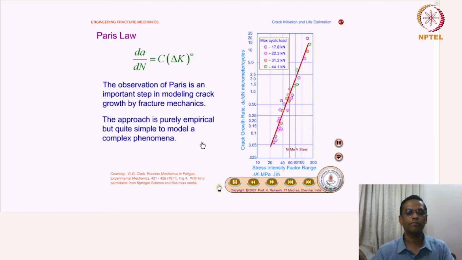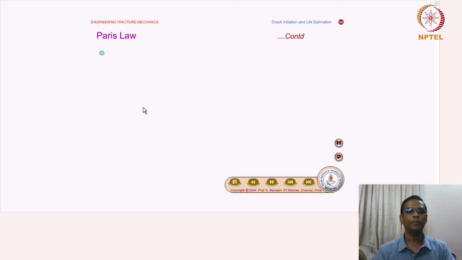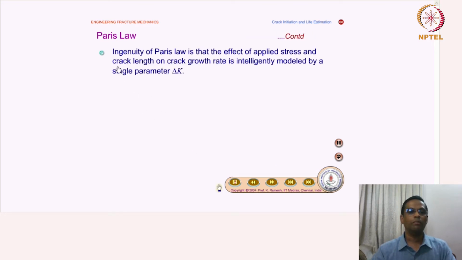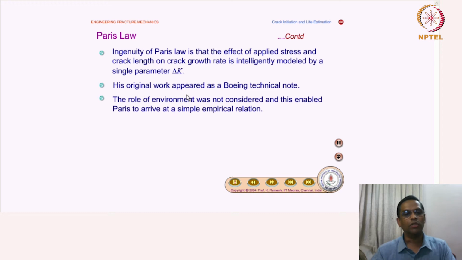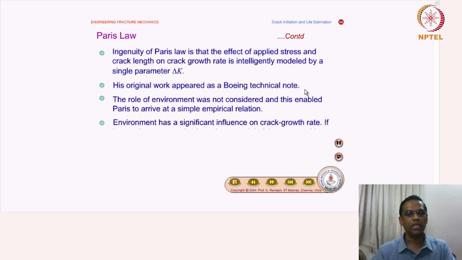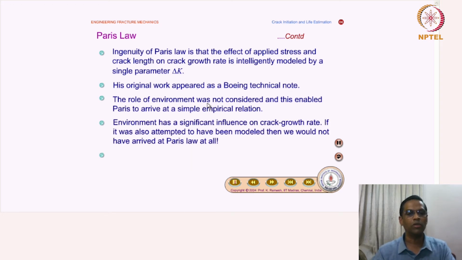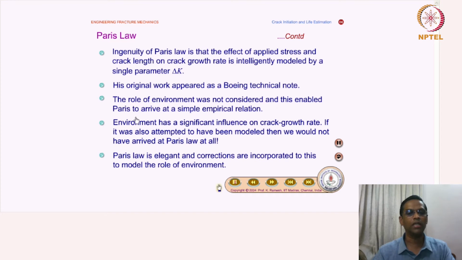Very complex. And the ingenuity of Paris law is that the effect of applied stress and the crack length on crack growth rate is intelligently modeled by a single parameter, delta K. That is a very important point to note. His original work appeared as a Boeing technical note. The role of environment was not considered, and this enabled Paris to arrive at a simple empirical relation.